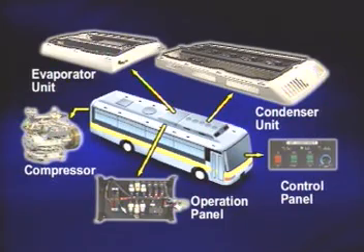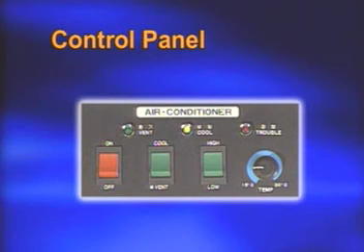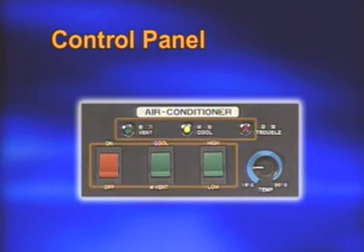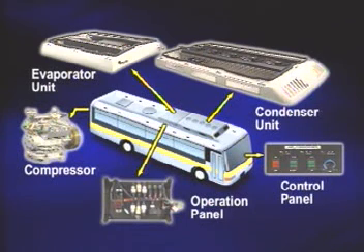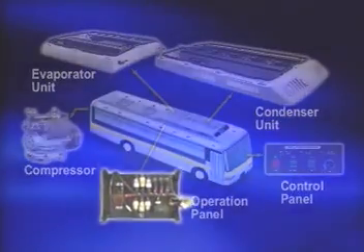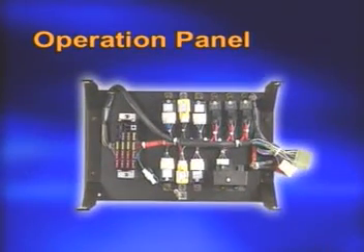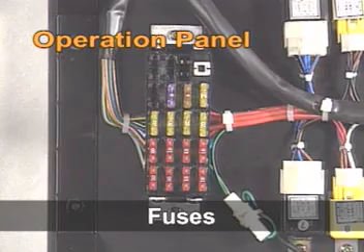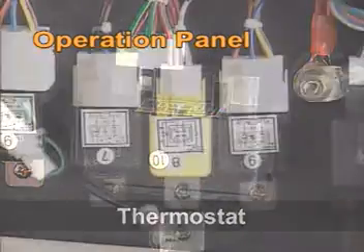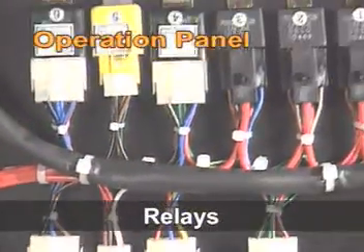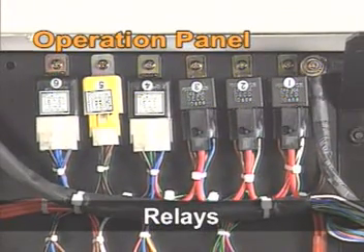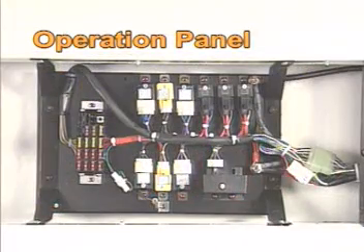The control panel is for controlling the air conditioner and displays the operation status. Therefore, various switches and lamps are installed for this purpose. Most of the electrical components of the air conditioning system, such as fuses, thermostat, blower relays, condenser fan relays, compressor relay, and so on, are located on the operation panel.